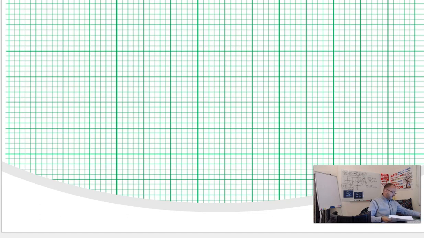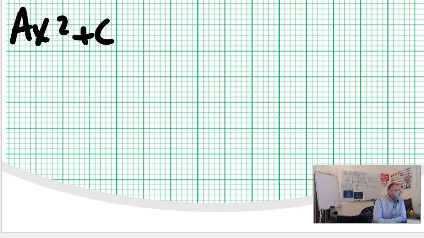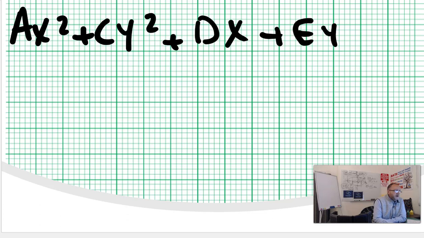Okay, so in the beginning, our general formula for an ellipse was in this form, right? Like this: AX squared plus CY squared plus DX plus EY plus F equals 0. And then we said A is not equal to C, and AC is larger than 0. It's positive. This is an ellipse.